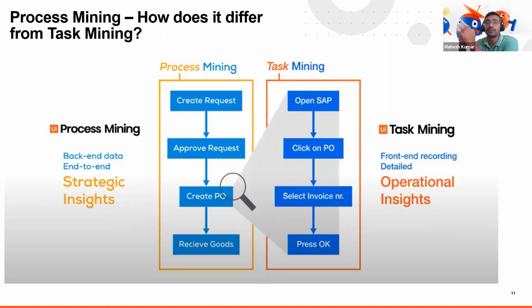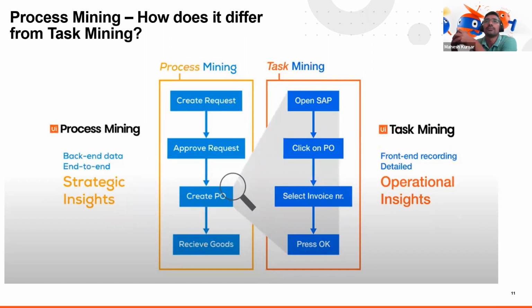Now, where does task mining come into the picture? Process mining works when there are multiple departments, even vendors. But task mining works mainly for one department. If we take the same example, maybe the finance team. The finance team may have 10 members working to create POs for different orders. So what we do is install this task mining client on these users' machines, and we see what actions they perform on the SAP application to create the PO.